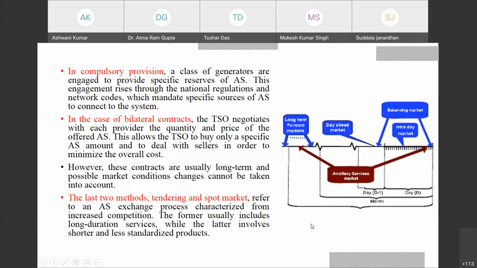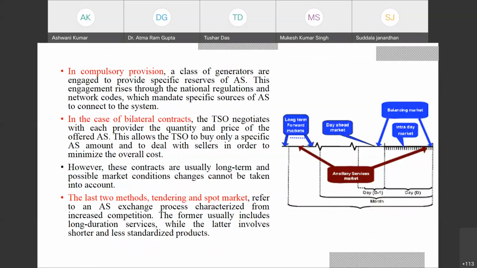In a spot market, which is generally the intraday market, we have a market clearing for the ancillary services. We have a selling and buying process where there is a bidding mechanism for the service provider at a particular price. The market is cleared in real time, and this is highly competitive, both tendering and spot market.